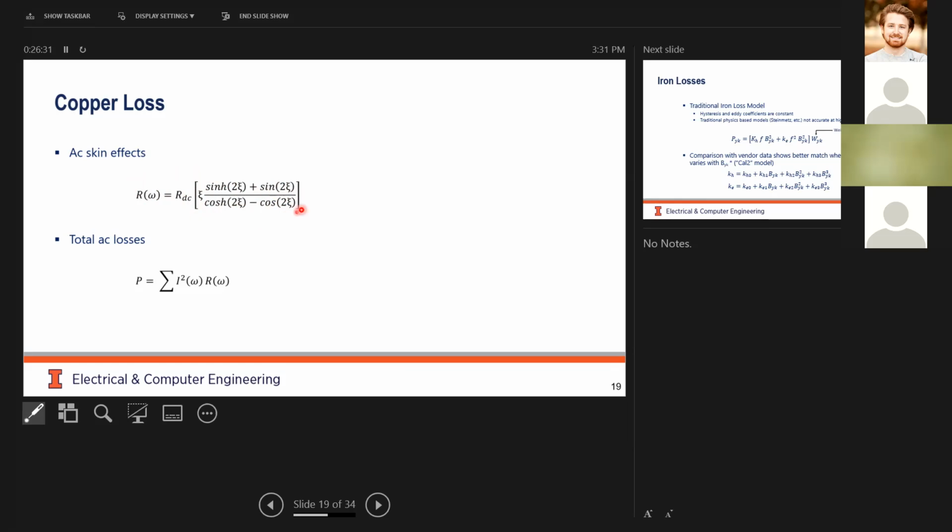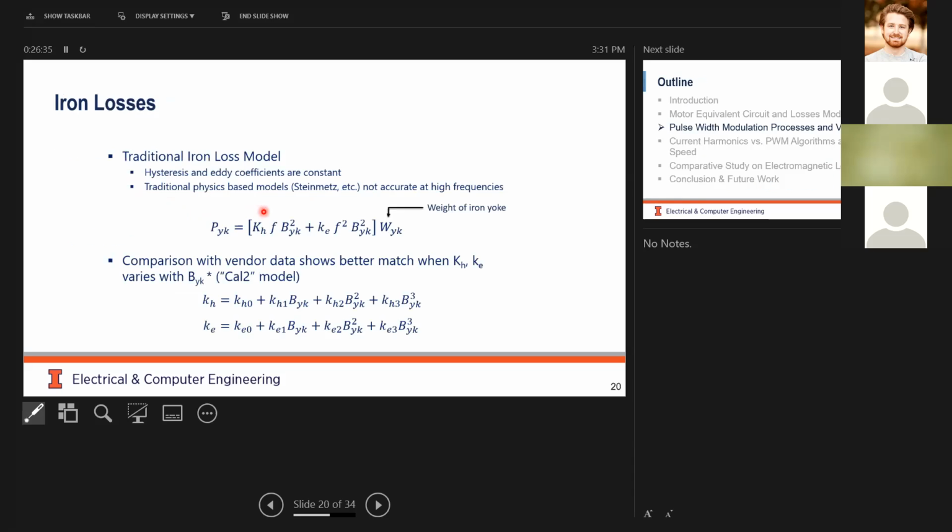This is an AC resistance formula. Then the iron losses will be calculated by the so-called KL2 model. The traditional iron loss model has a KH and a KE, which are the hysteresis loss factor and the eddy current loss factor, and they are constants.